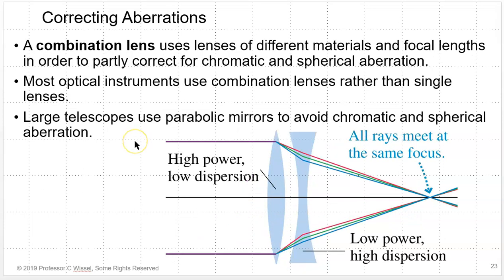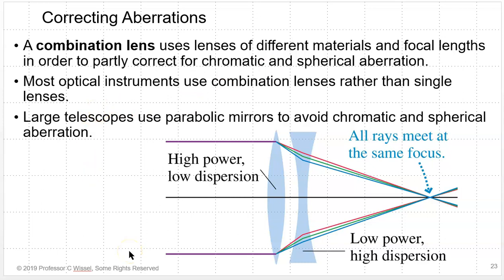Now, we want to correct this stuff. And the way we correct aberration in our optical instruments is pretty much the same way we correct aberration in our natural optical instrument, which is our eye. We give our instruments eyeglasses called combination lenses. Combination lenses use lenses of different materials and focal lengths in order to partially correct for chromatic and spherical aberration. Most optical instruments use combination lenses rather than a single lens.